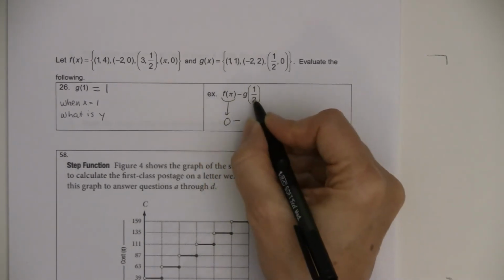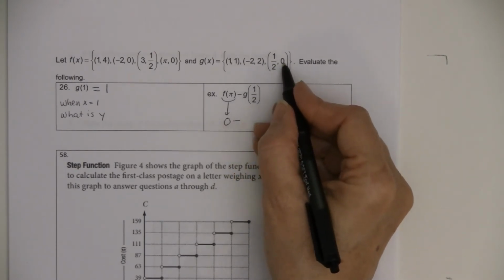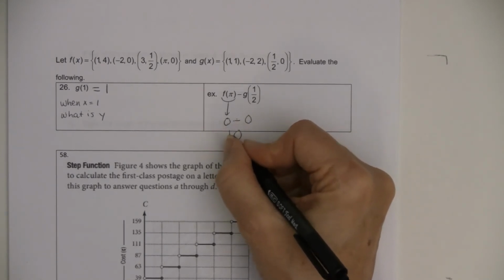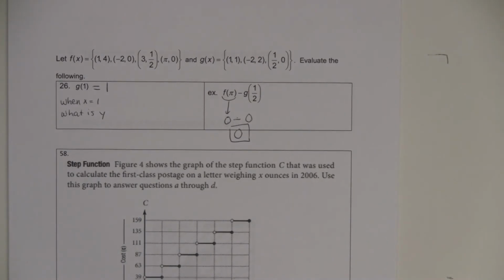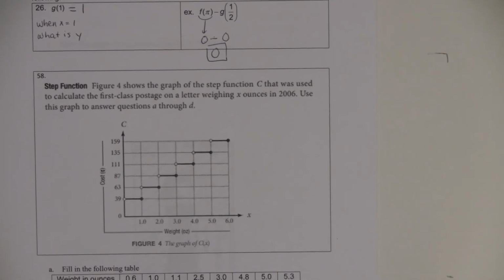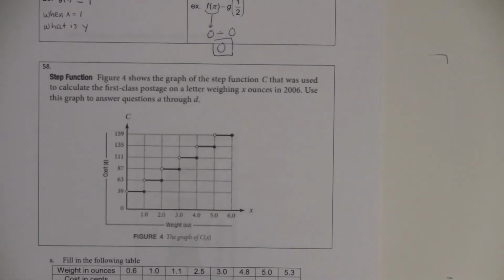And then minus g at half. Well, g at half is 0, coincidentally. And 0 minus 0 is 0. So our answer is 0. So we did a lovely job on that. And 58 has a step function. And it's from your book.